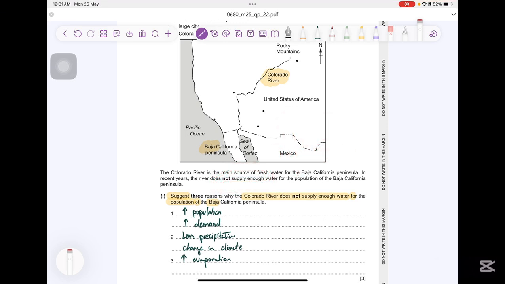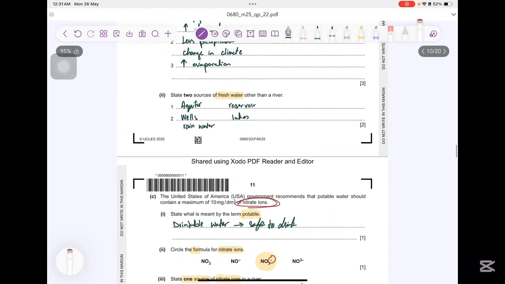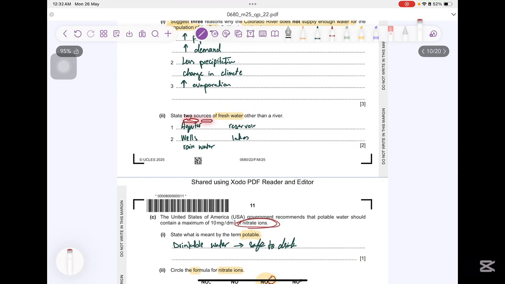Okay, let's carry on. For the population and Baja, suggest 3 reasons why the river does not supply enough water: population, demand. And then you're going to think about any other thing. Less precipitation, less rainfall, changes in the climate that will lead to increase in evaporation. Any valid point that makes sense will do. State 2 sources of fresh water other than river: lakes, reservoirs, aquifers, wells, rainwater, harvested rainwater.